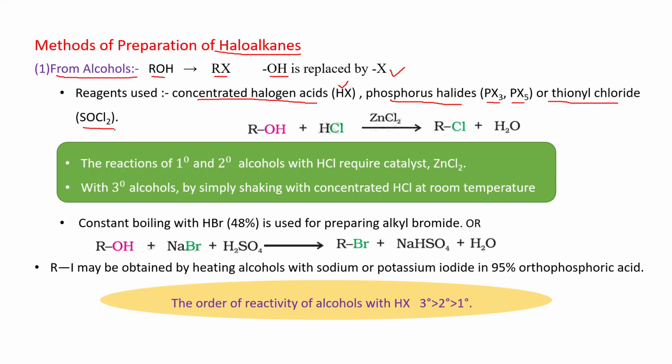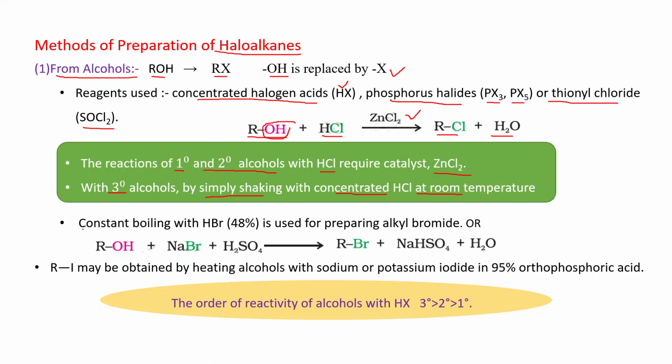See, when this alcohol reacts with HCl in the presence of ZnCl2, the OH is replaced by Cl and we will get RCl plus H2O. The reactions of primary and secondary alcohols with HCl require the catalyst zinc chloride. With tertiary alcohols, simple shaking with concentrated HCl at room temperature is sufficient to give the product.